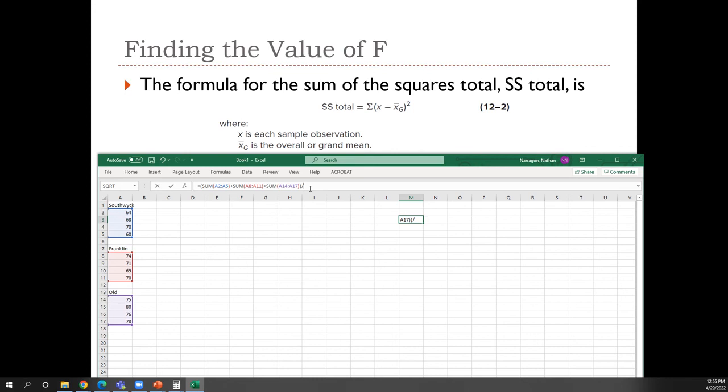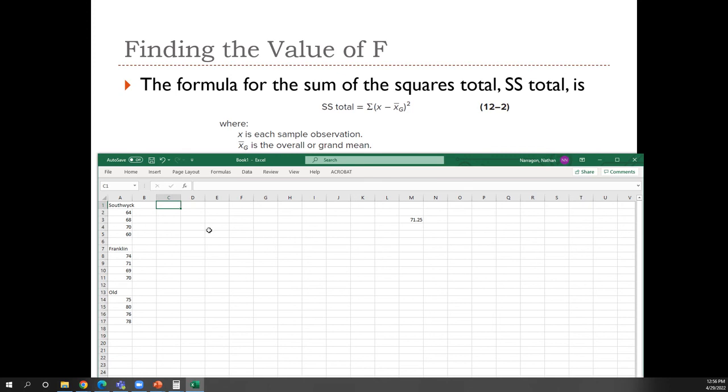Since this is going to be the grand mean, sounds like the grand poobah. But we have 12 observations, so we're going to take it and divide by 12. This shows us our grand mean is 71.25. Okay.